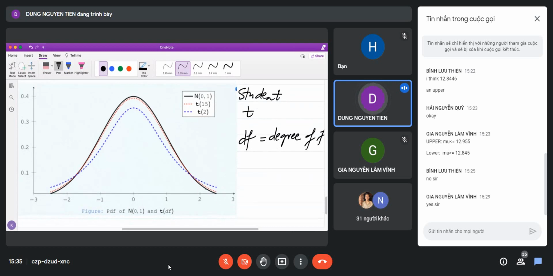The student distribution looks very similar to the standard normal distribution. The only difference between them is in the tail: the student distribution has heavier tails than the standard normal distribution does. So you have more chances to observe values far from the center. That's all.